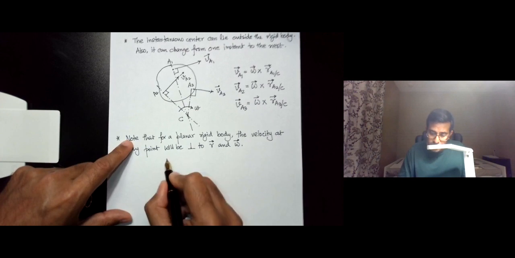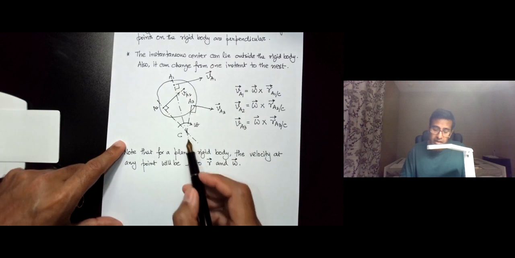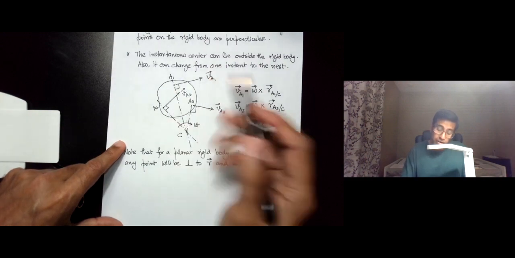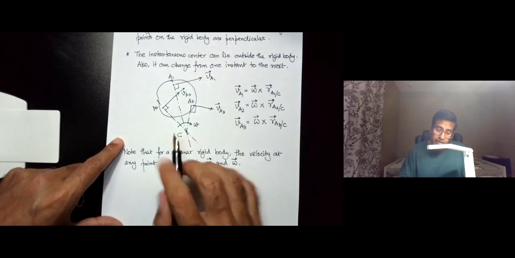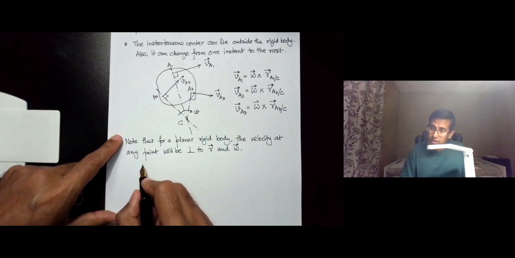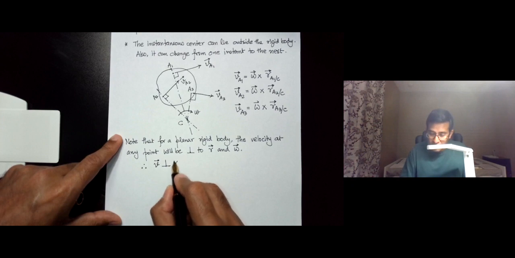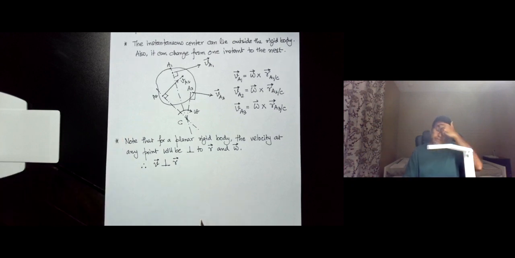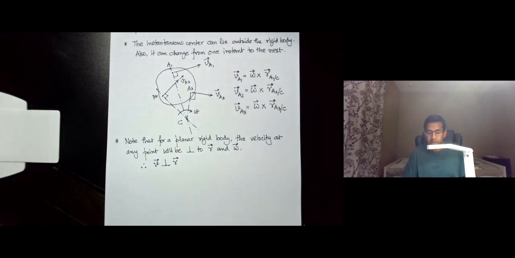But from a geometric perspective, since R and V are on the same plane, omega is perpendicular, but R and V turn out to be in the same plane. So the useful observation here is that therefore velocity will be perpendicular to the R vector. So for any point we can see that the velocity is going to be perpendicular to the R vector.